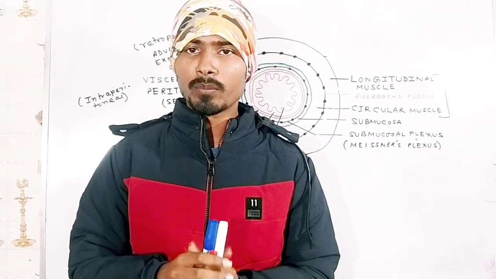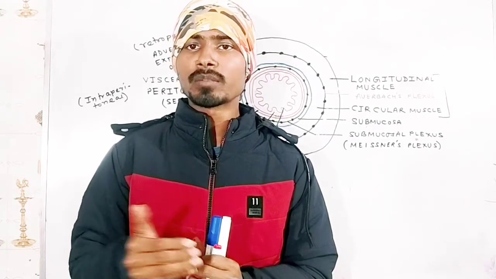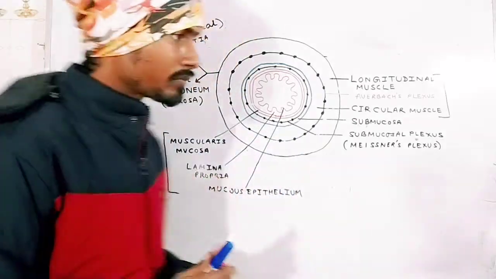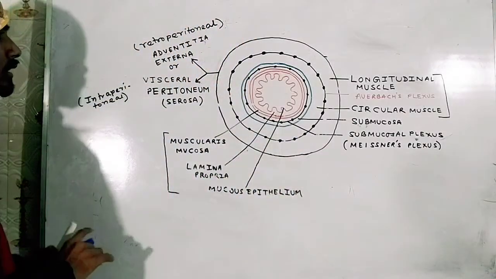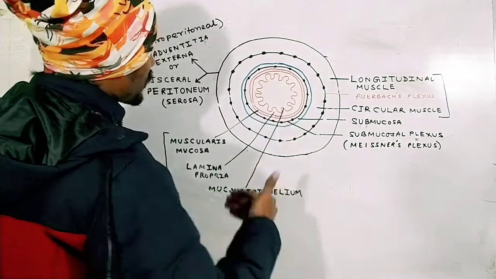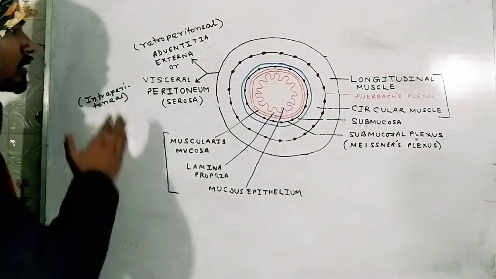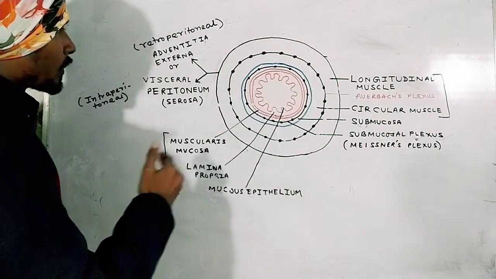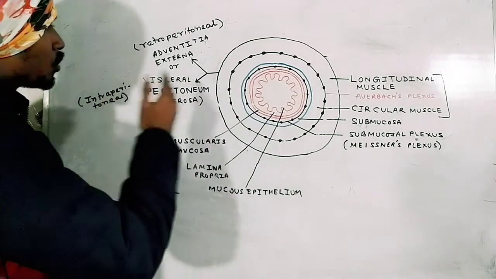This topic is very important for NEET. So let us discuss it in a little bit of detail. So let's start. If we talk about the cross section of the human gut, we will have several layers. Okay. So let us talk about the layers one by one from outside to inside.